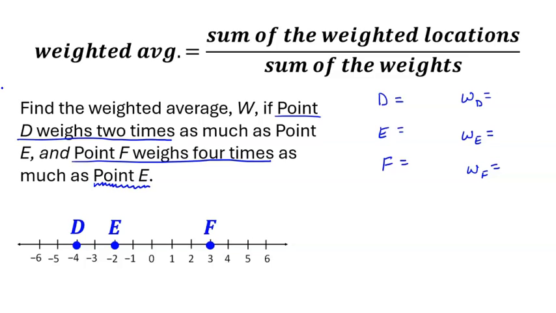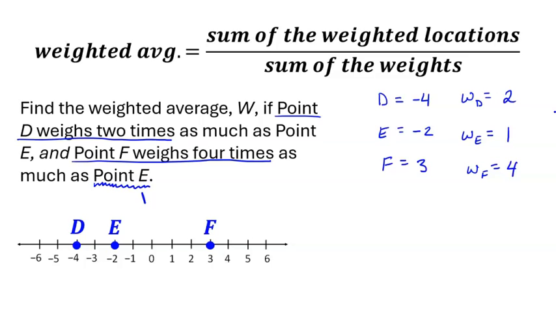And let's go ahead and start with the locations. So D is at negative 4, E is at negative 2, F is at 3, and now let's get into the weights. So point D weighs 2 times as much as point E. Point F weighs 4 times as much as point E, but they never said what point E was. So I'm going to set point E at 1 because all of the other ones are in relation to E. And so point D weighing 2 times as much, so 2 times 1 is just 2. And then point F weighs 4 times as much.